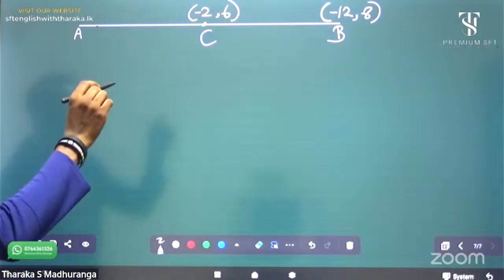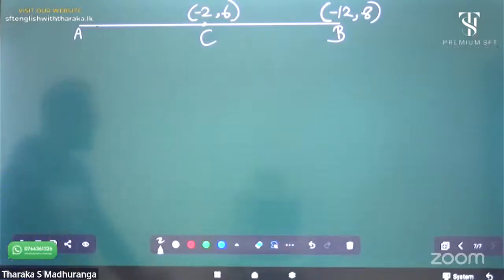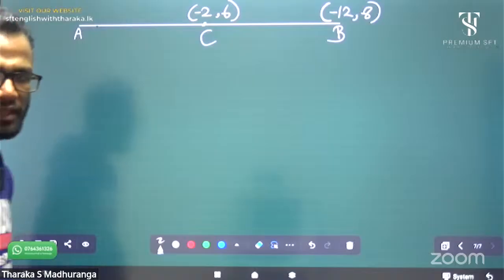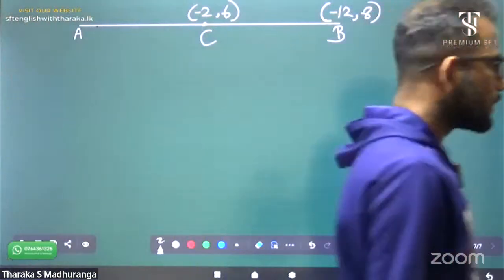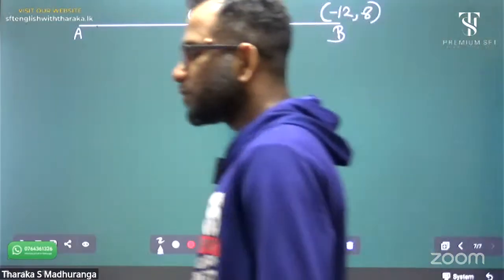Alright, I'll tell you again. C is the midpoint of the AB straight line. B point coordinates are -12, 8 and C point coordinates are -2, 6. Calculate the coordinates of point A.